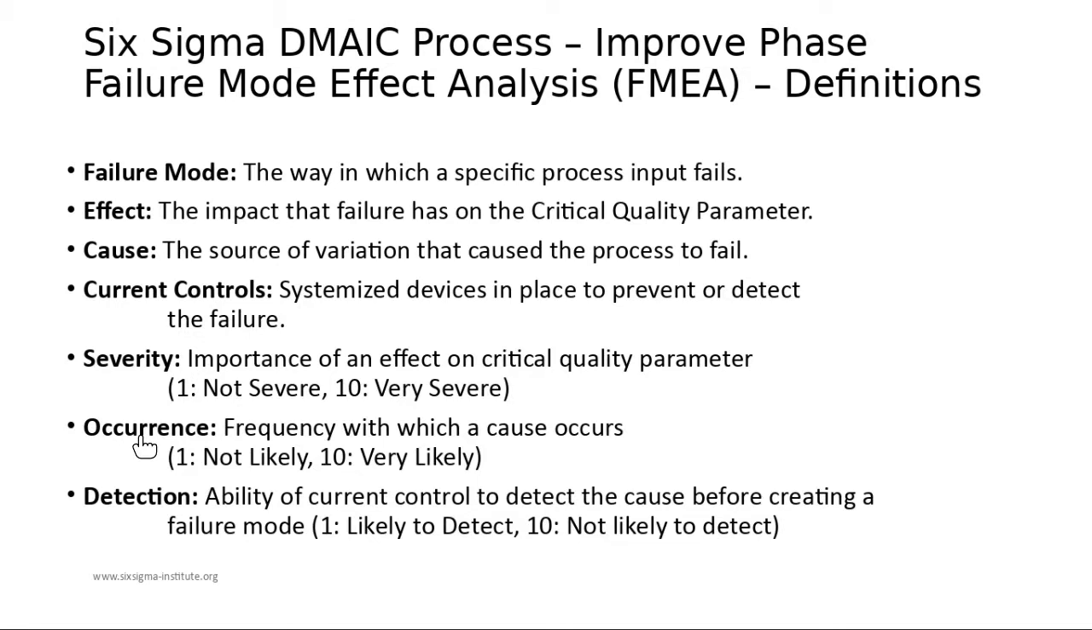But if we go back to the example of the fire, God forbid, if it happens, the occurrence is very low. Meaning the chances of having something like that are really rare, compared to the false alarm, which happens often. Now, what about the D, which stands for the detection, the ability of the current control to detect that before creating a failure mode? This is very important. How are you able to detect it before the failure happens?